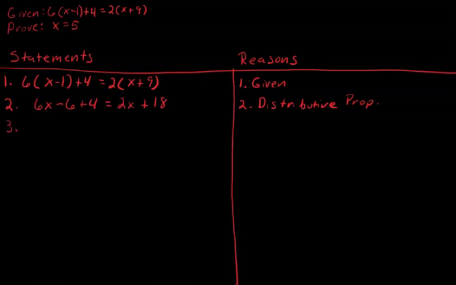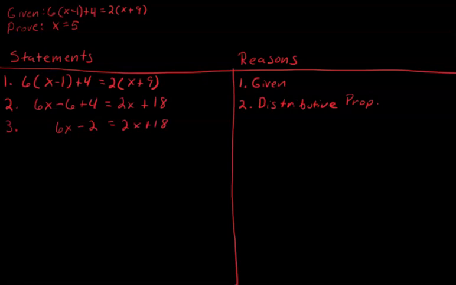We would continue then trying to get x by itself on one side. On the left, we should notice that we have 6x minus 6 plus 4. So we have like terms, a minus 6 and a plus 4, and we probably want to take care of that first. A minus 6 plus 4 leaves us with a minus 2, so we get 6x minus 2. And we have 2x plus 18 left on the right side.